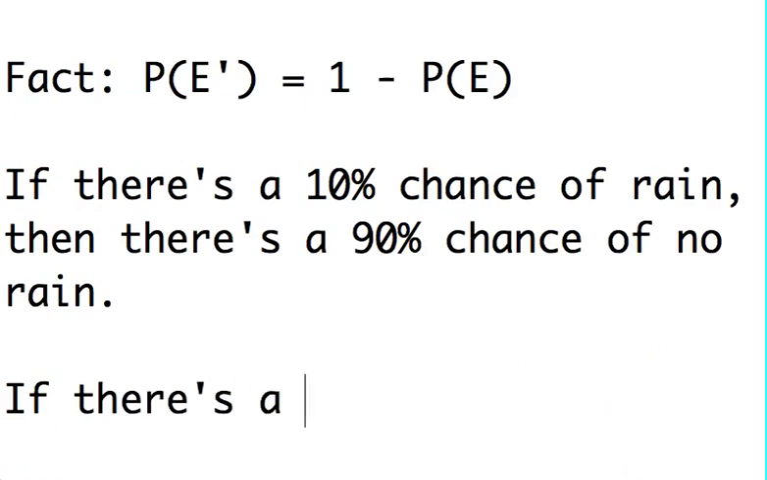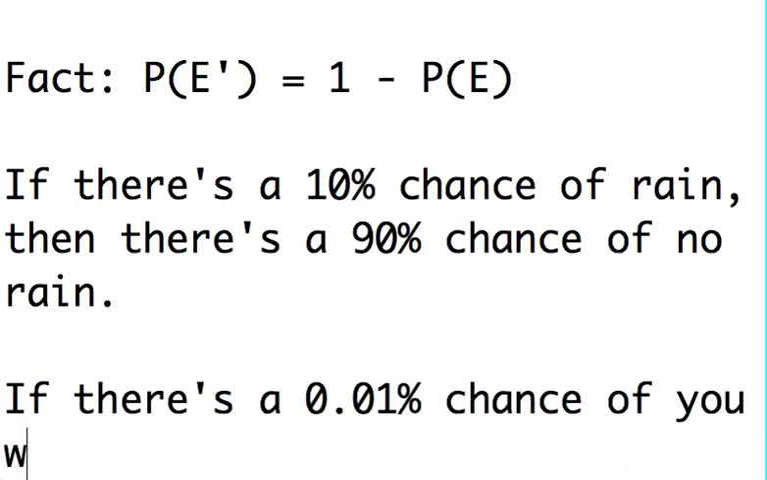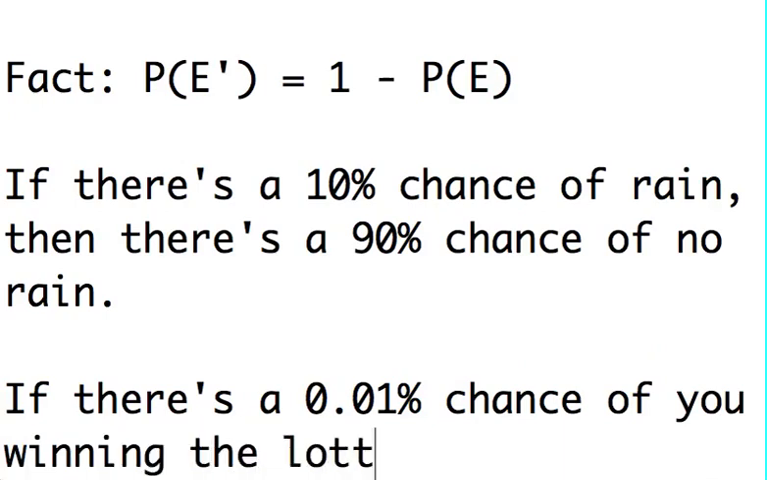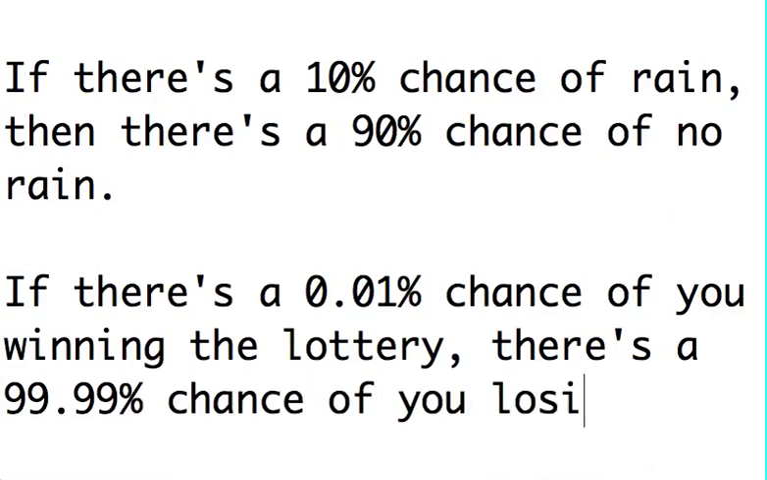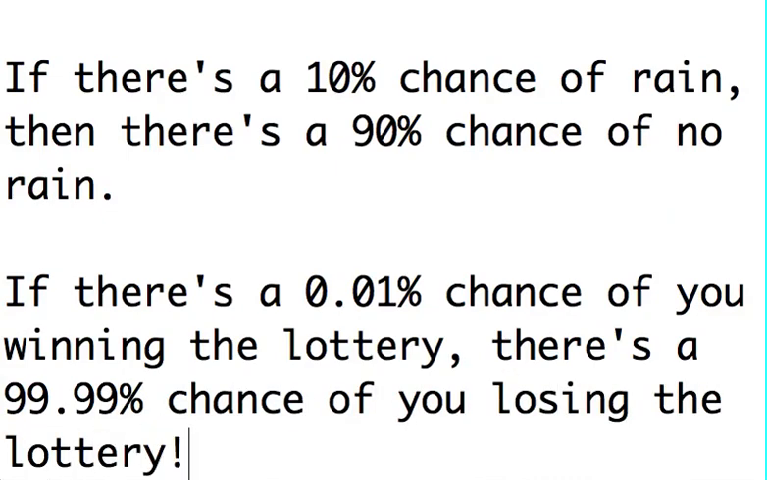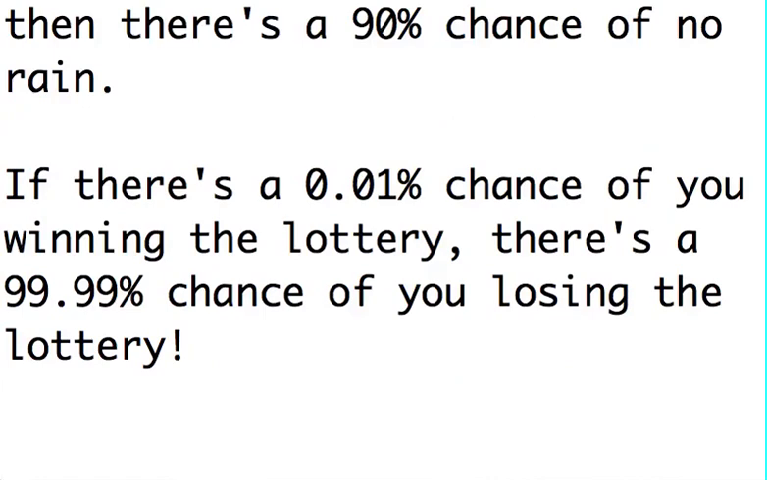If there's a 0.01% chance of you winning the lottery, there's a 99.99% chance of you losing the lottery. Okay. Great. So let's look at some specific examples of this.